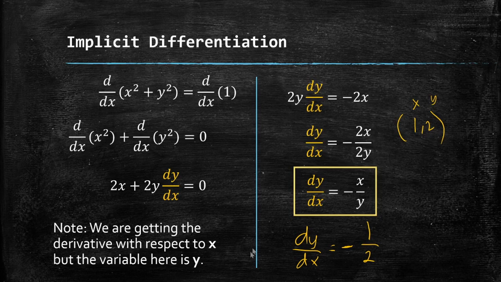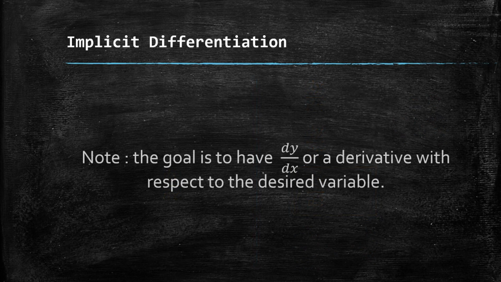Okay, so let's proceed to our next example. Note that the goal is to have dy dx, or the derivative, with respect to the desired variable. In case you're given two variables, it's always dy dx if it's not stated. But if it's stated to get some other derivative, for example, there are three variables and we're asked to find dz over dx, then you'll get dz over dx instead of dy over dx.